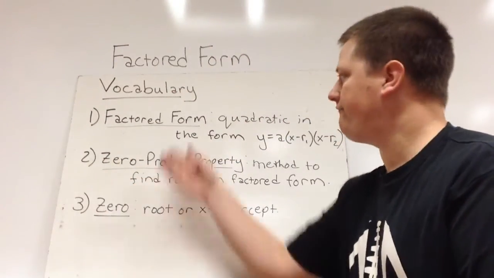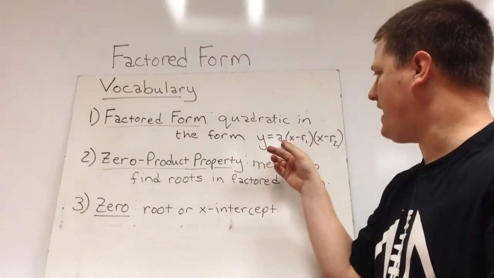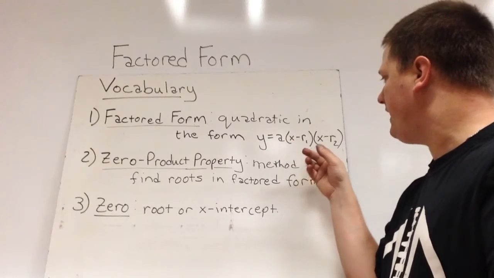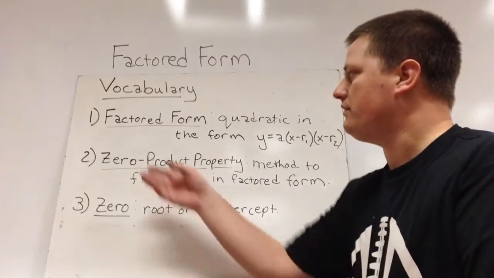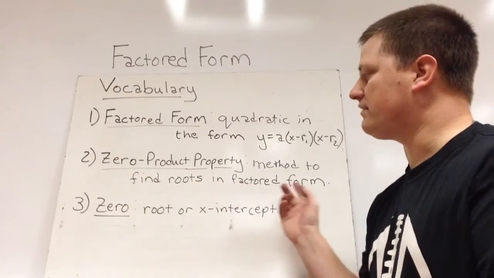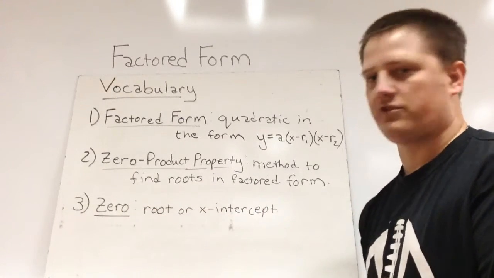Vocabulary: factored form. Quadratic in the form y equals a times the difference of x minus r1 times the difference of x minus r2. Zero product property: method to find roots in factored form. A zero, root, or x-intercept.